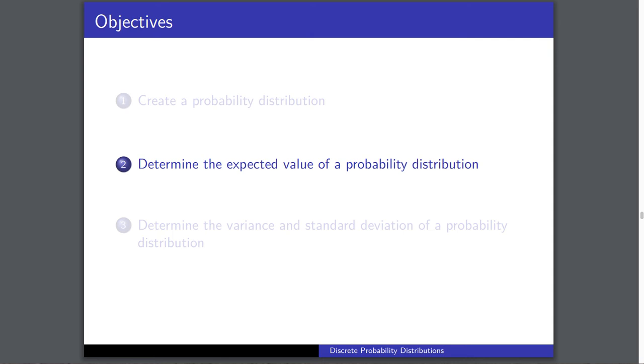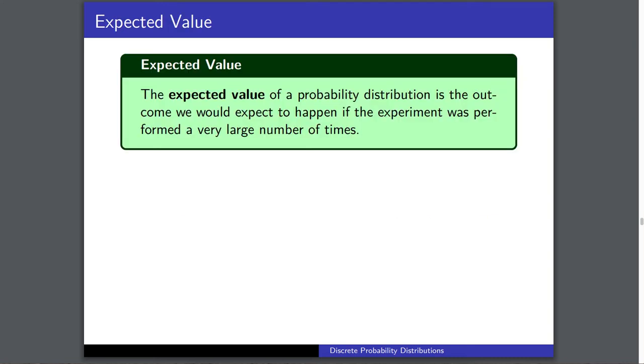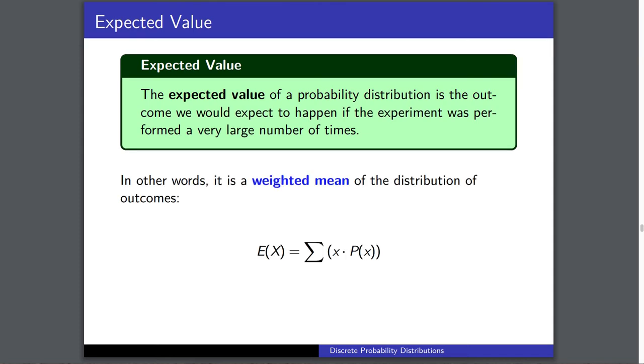All right, in this video we're going to look at determining the expected value of a probability distribution. So the expected value of a probability distribution is the outcome we would expect to happen if the experiment was performed a very large number of times. In other words, it's a weighted mean of the distribution of outcomes. And we have E of X here, like function notation.